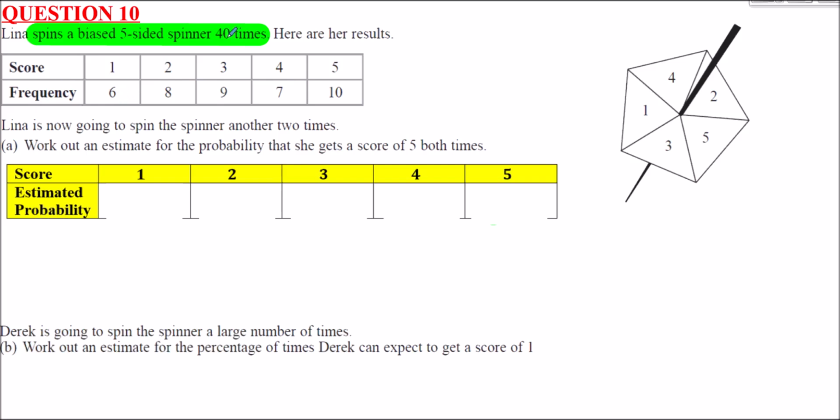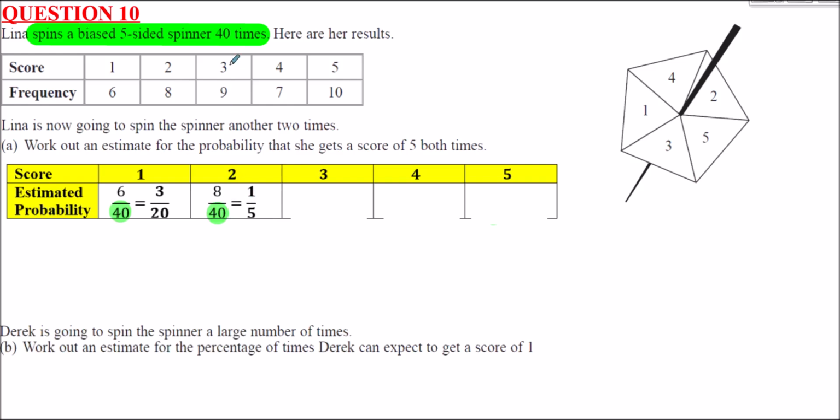So of those 40 times, she got a 1 6 out of 40 times. So 6 out of 40 simplifies down to 3 out of 20. So our best estimate for the probability of her spinning a 1 would be 3/20. She spun a 2 8 times out of 40, and that simplifies down to 1/5. So the best estimate of her spinning a 2 is 1/5.